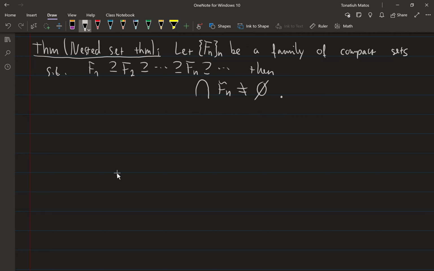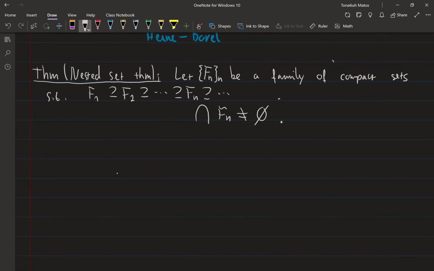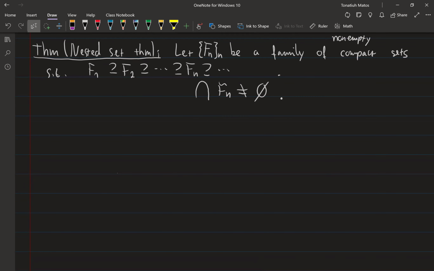I think I need to ask something else. I need to say that all of these are non-empty, right? Because like I said, the empty set is compact. So if this family is eventually everything is empty, then obviously the conclusion will not be true. So yeah, I have to ask these to be non-empty. Actually, what I wrote is correct, but maybe it's better if I just say of non-empty. To avoid confusion, right? I'm not saying that the empty set is in the family or something. Okay, so let's prove this, and you'll see the proof is very simple with the things we already did.